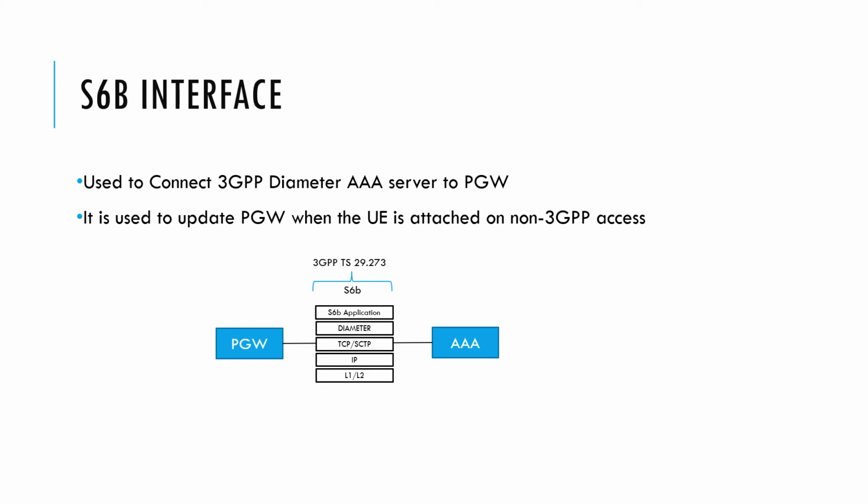Next interface is the S6b interface. S6b interface is used to connect the AAA server to the P gateway. AAA needs to know which P gateway the UE is attached to, or whether the UE is attached to a non-3GPP access or not. So the P gateway updates the AAA server on whether the UE is attached in the non-3GPP access network or not.